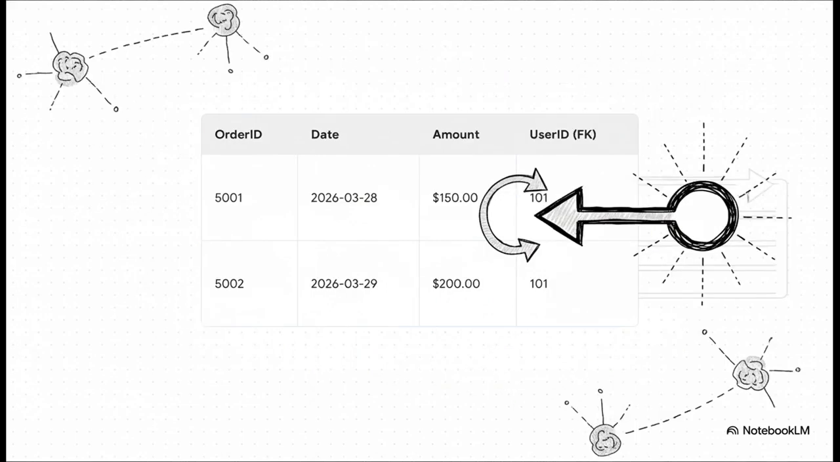Okay, so now you've got another table just for orders. It's a list of every single transaction. But notice that last column there? User ID? That little number is the secret sauce. It's the key that connects everything.